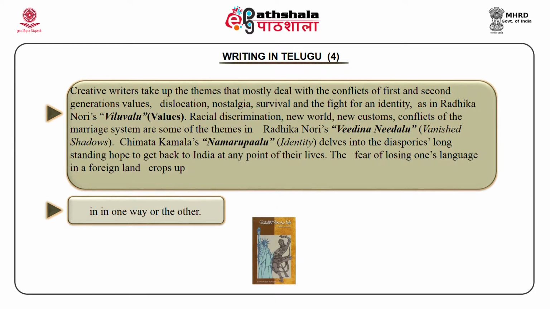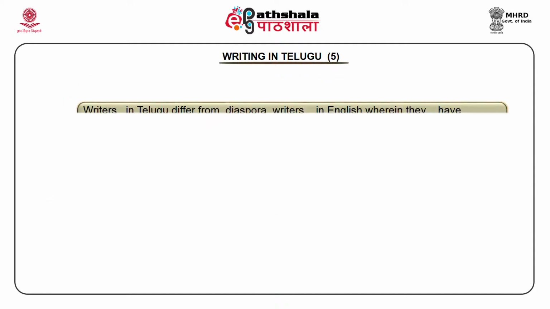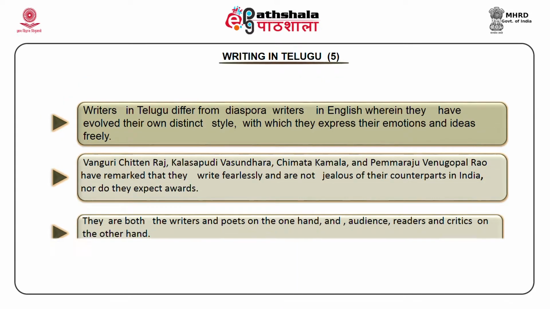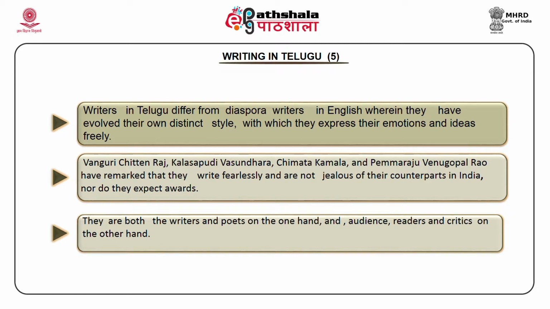Racial discrimination, New World customs, conflicts of the marriage system, or some of the themes in Radhika Nori's Vidina Nidalu or Vanished Shadows. Chimata Karmala's Namarupalu or Identity delves into the diasporic's long-standing hope to get back to India at any point of their lives. The fear of losing one's language in a foreign land crops up in one way or the other. Some write about the experiences back in India and Indian society. Though most of the works deal with fictional writers, they reflect the reality of the diasporic people in the concerned countries.